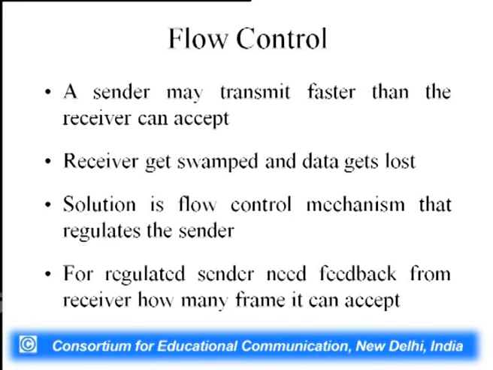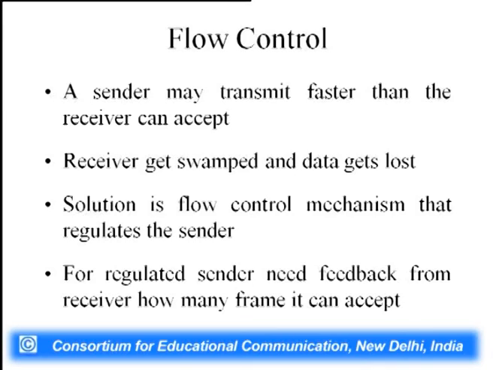Now, let us come to flow control. When a sender transmits faster than the receiver can accept, the receiver gets swamped and data gets lost. It has no space to accommodate the data, so the data will be lost. The solution to this is a flow control mechanism that will regulate the transmission of data. The sender must transmit only as much data as the receiver can accommodate, so there will not be an overflow and data will not get lost.